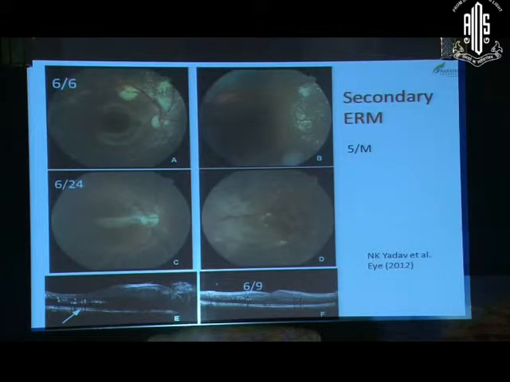This is a case of secondary ERM. A 5-year-old child who had Coats disease underwent multiple sessions of laser and cryo, developed a secondary ERM and underwent surgery. So secondary could be post-trauma, post-detachment surgery, post-cryo, post-laser. In such cases, you have to be careful because, because of the underlying ocular problem, the patients may not improve to a very good extent.